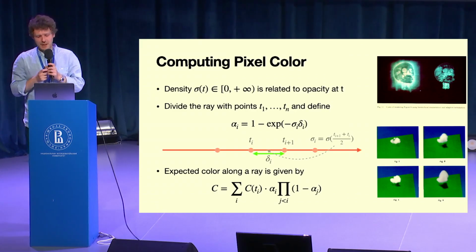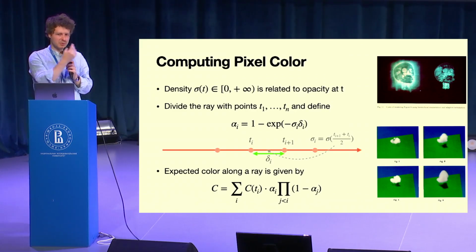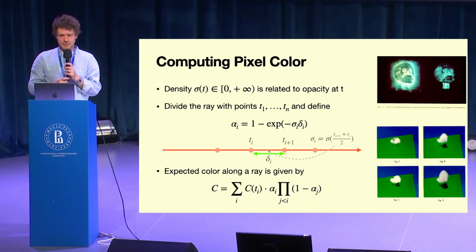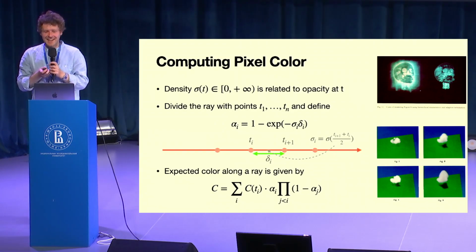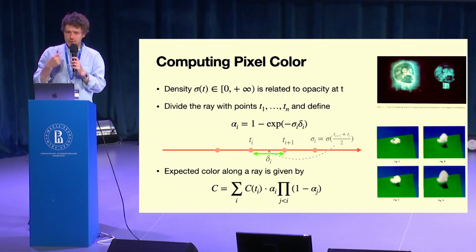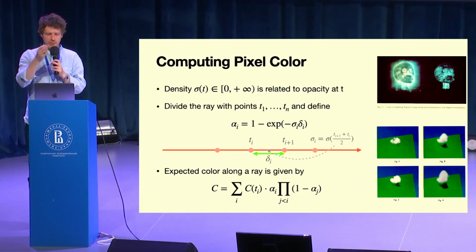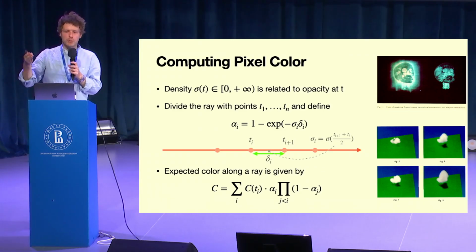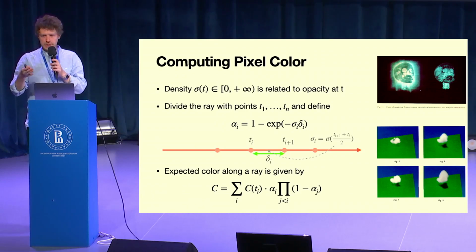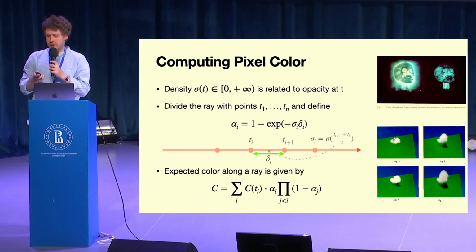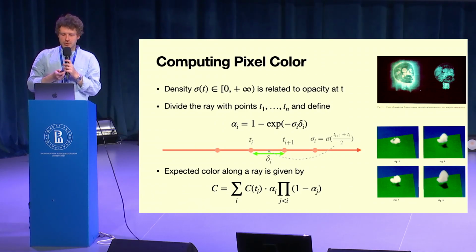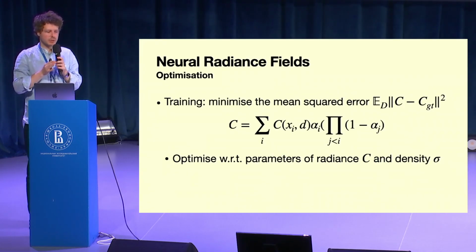So I encourage you to appreciate it. Okay, so now that we have defined the camera, the algorithm to compute all pixel colors on the image, we can form an image and train our fields using a pretty simple procedure.